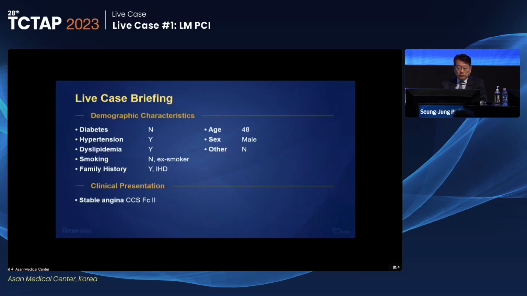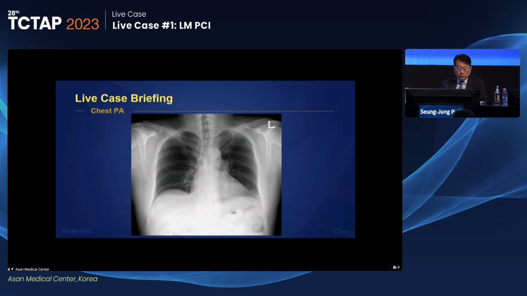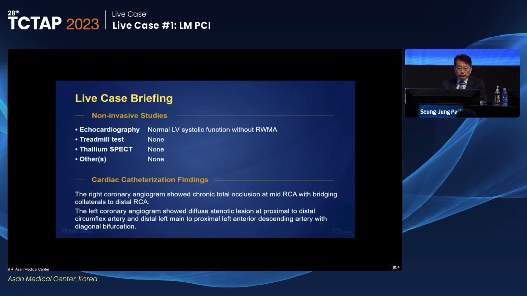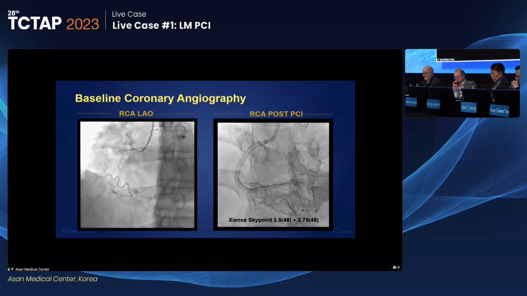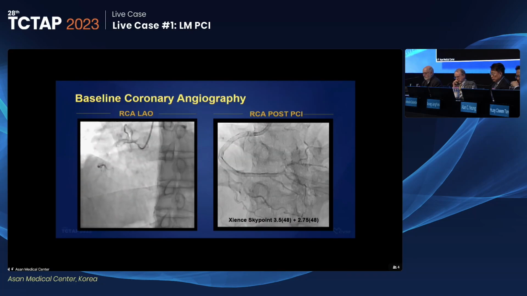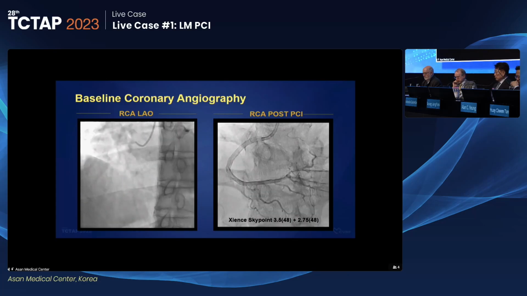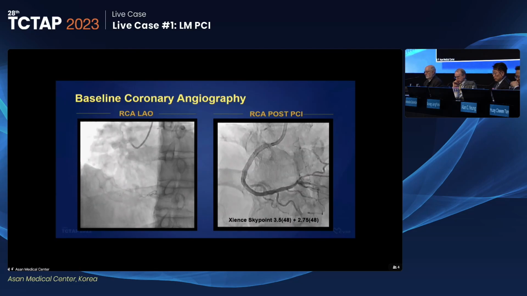He has hypertension, dyslipidemia, and ischemic heart disease family history. EKG is normal sinus rhythm. Chest X-ray shows normal lung and no cardiomegaly. Echocardiogram shows normal LV systolic function without regional wall motion abnormality. This is baseline coronary angiography. Right coronary angiogram shows the mid-RCA CTO region. 3 days ago, we performed RCA CTO PCI, and we put Giant Sky Point 3.5, 48 millimeter, and 2.75, 48 millimeter overlapping.